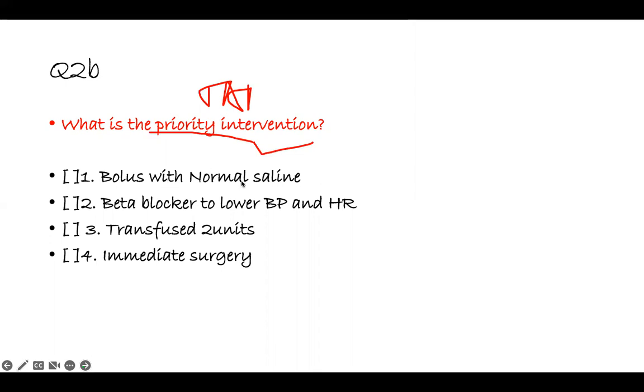They will need a bolus of normal saline? They will need their blood pressure to be slowed down. They may need some fluid, but giving them a bolus will increase their blood pressure more, and that will become a problem. The answer is a beta blocker to lower their blood pressure and heart rate. You want their blood pressure to be systolic of 100 and heart rate between 70 to 80. So this is the right answer.